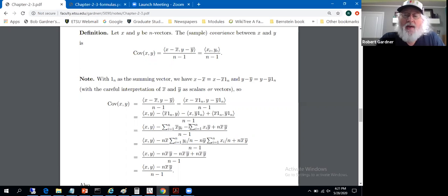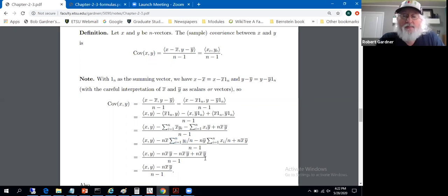We'll bring the y bar outside, there it is. Put an n on the outside and a 1 over n on the inside of that sum. Distribution says you haven't done anything wrong. I'll leave the first and last terms the same. Then this summation is y bar, this summation is x bar, and we can rewrite this as given here.